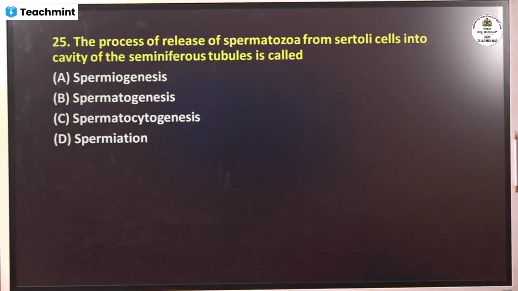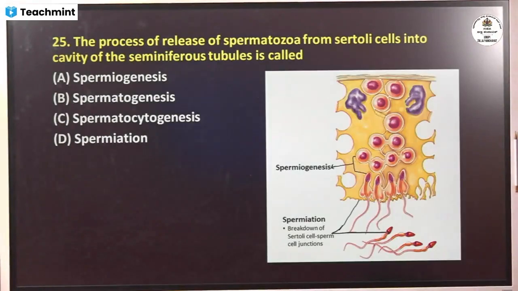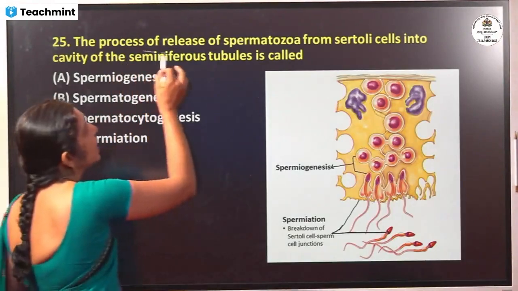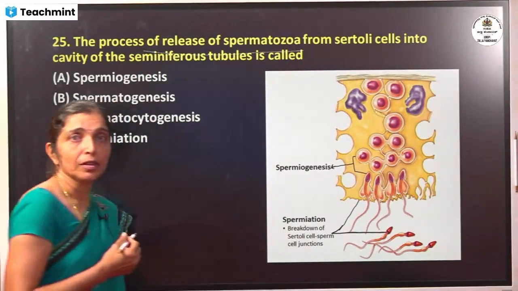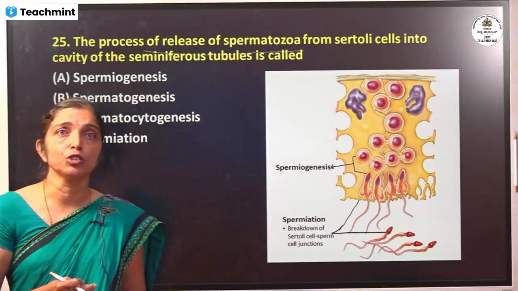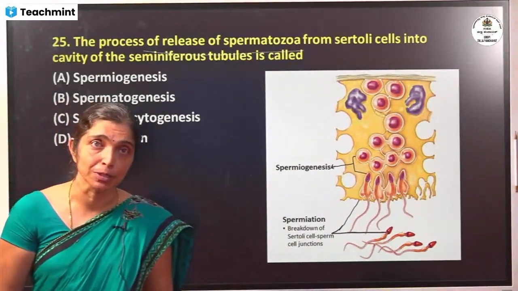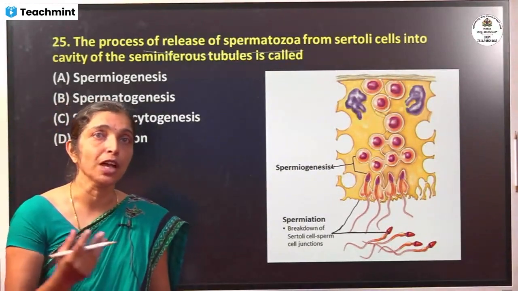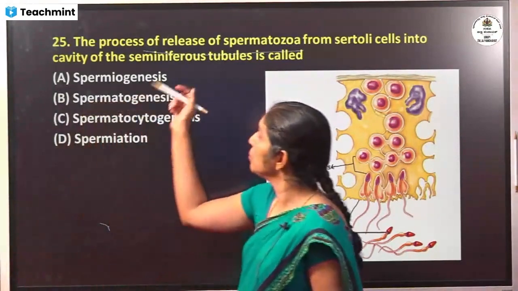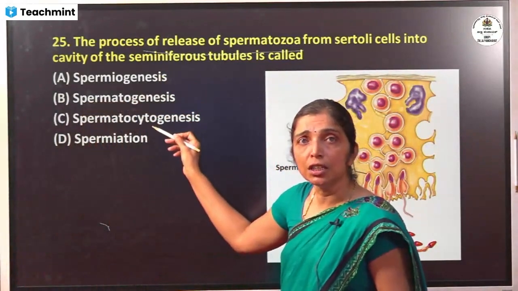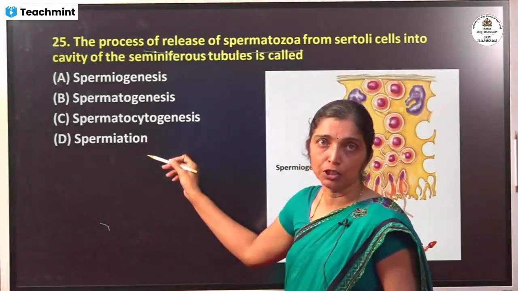The process of release of spermatozoa from Sertoli cells into cavity of the seminiferous tubules is called spermiogenesis, spermatogenesis, spermatocytogenesis, or spermiation. So, what is the process of release of spermatozoa from the Sertoli cells? Spermatozoa are the sperms, isn't it? So, what is that process known as? We have four options over here: spermiogenesis, spermatogenesis, spermatocytogenesis, and spermiation. So, which is the right answer?